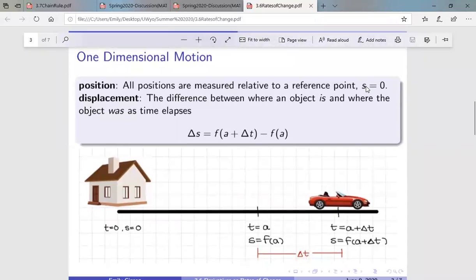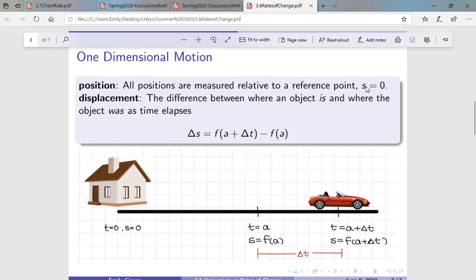So position is a really important concept, and it's fundamental in physics, but all positions are measured relative to a reference point s0. So it wouldn't make sense for me to say I'm 10 miles and then just end my sentence there. You need to be 10 miles from what? 5 miles from what? So in this case, I am at position s equals f of a plus delta t away from my house where I started.